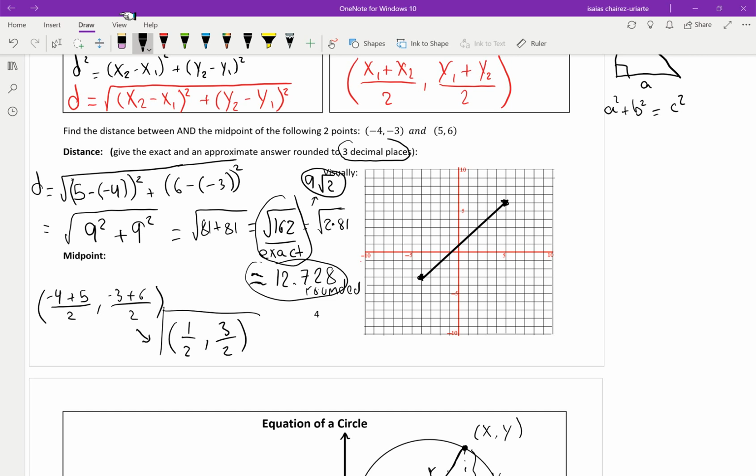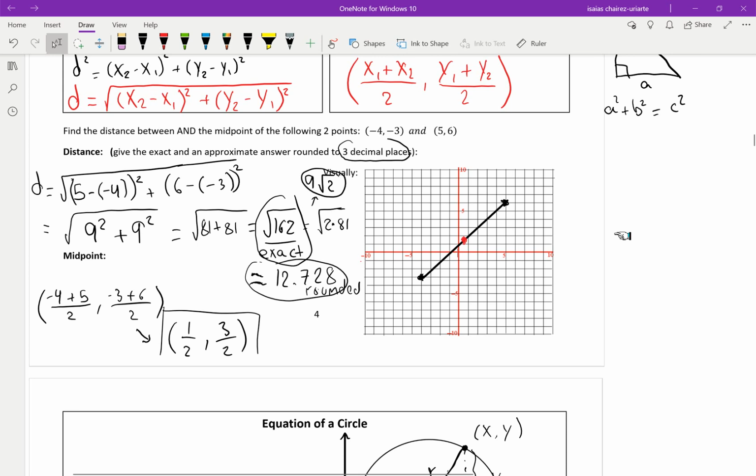Now if I was to plot that, 1/2 is my x, and then 3/2, so like 1.5. Yeah, that looks about right. I mean, think about it. So 1/2, that puts me right there, and then I have to go up 1.5. That looks about the midpoint. I buy it. Okay, so hopefully this is okay.